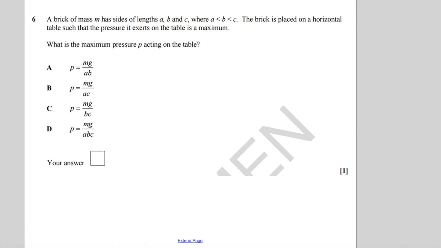In question 6, we're talking about a brick, and we're talking about the pressure that that brick is exerting on a table. So let's just quickly sketch a rough sketch of a brick, and we're told something about the dimensions here. So we know that the length, the width and the depth have been labelled A, B and C. And we know that A is less than B, which is less than C. So we know that A is the smallest here. So that side there must be A.